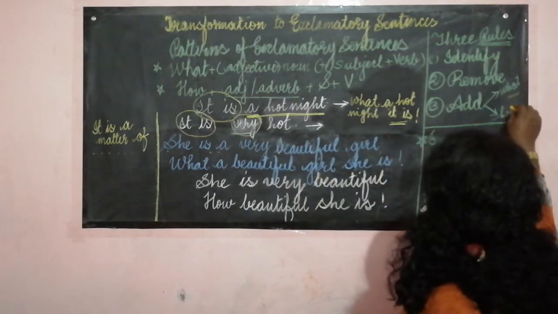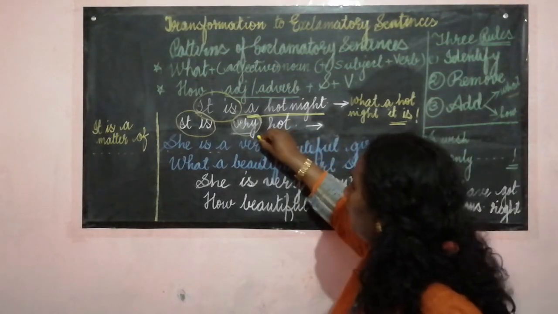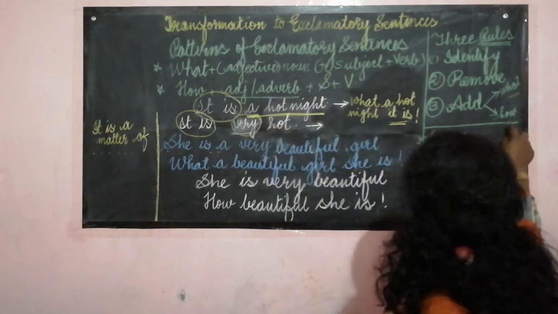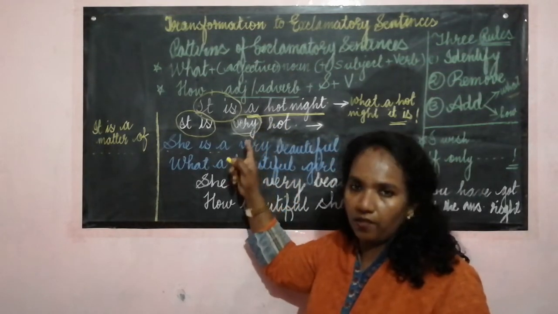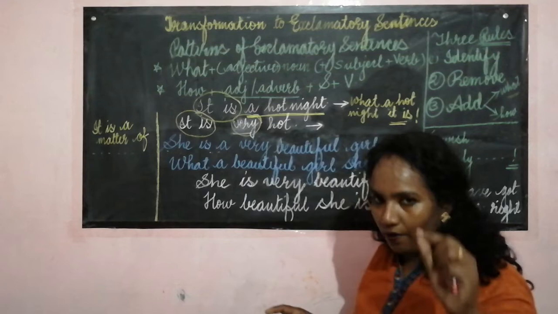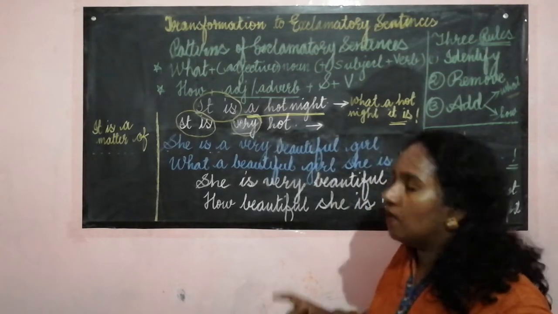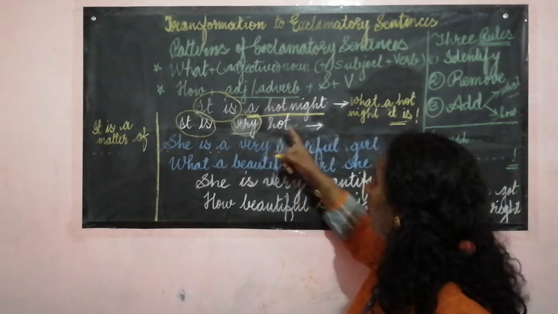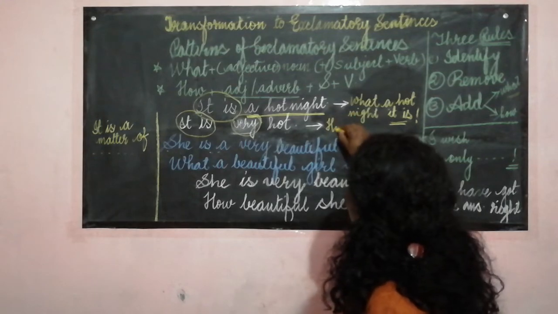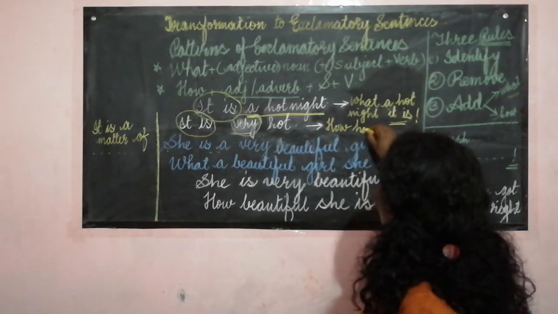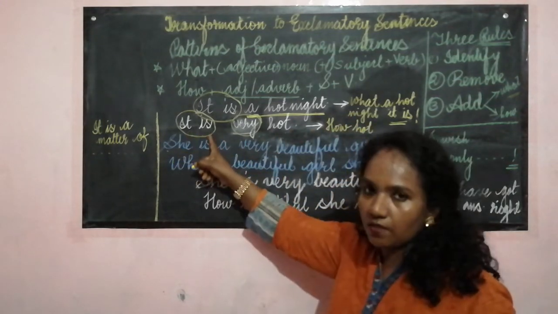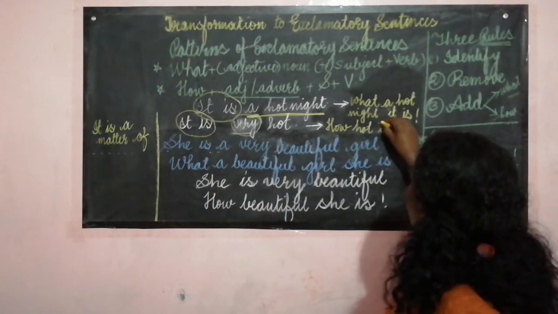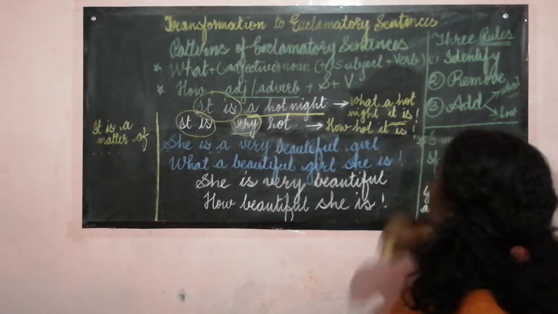Therefore, we have to use how. Very is removed and how is added in place of very. Very, you have to remove and you have to add how. So, how hot. How hot, again subject plus verb. How hot it is. And your exclamation mark.